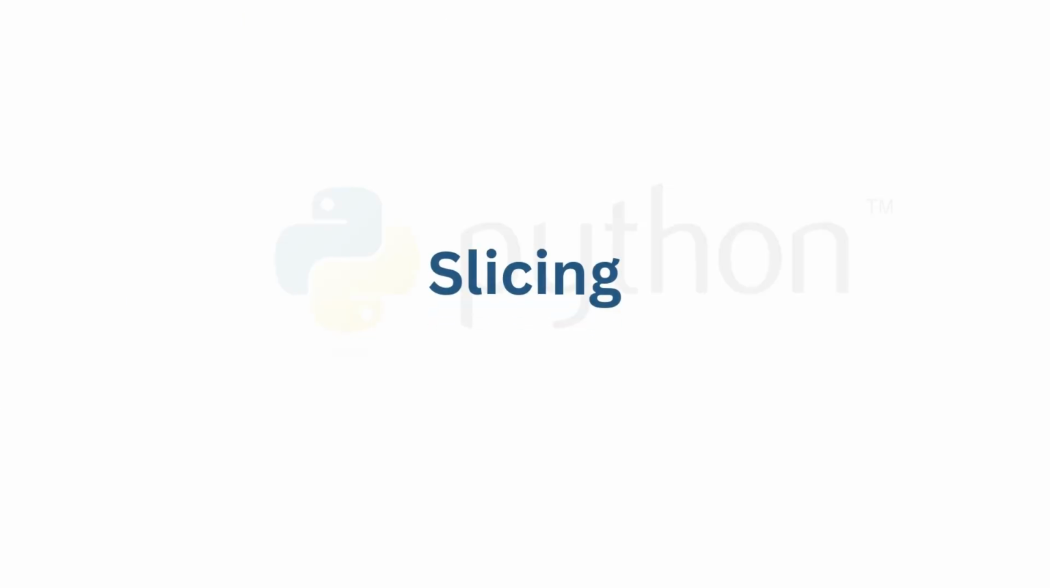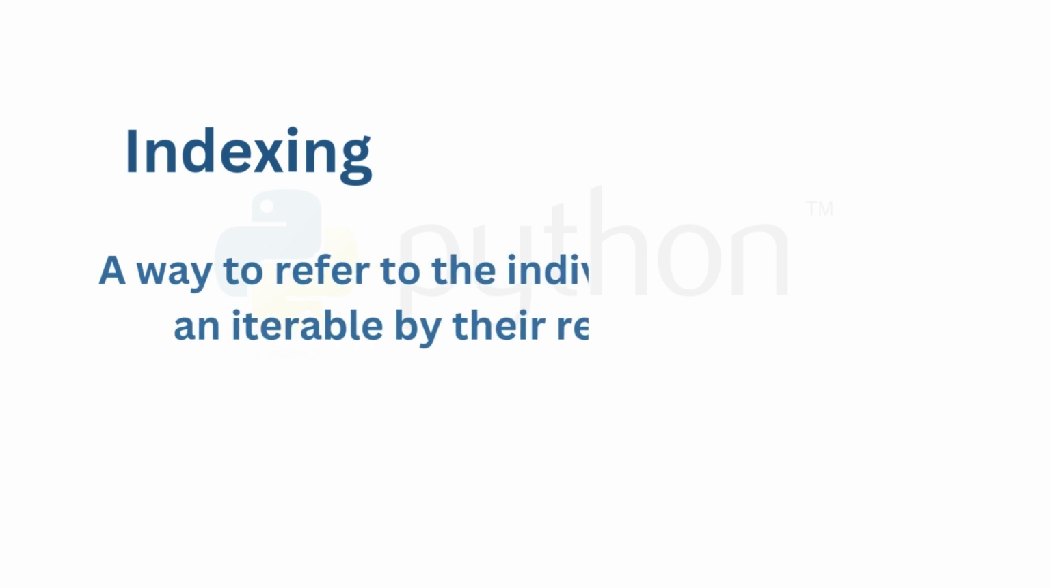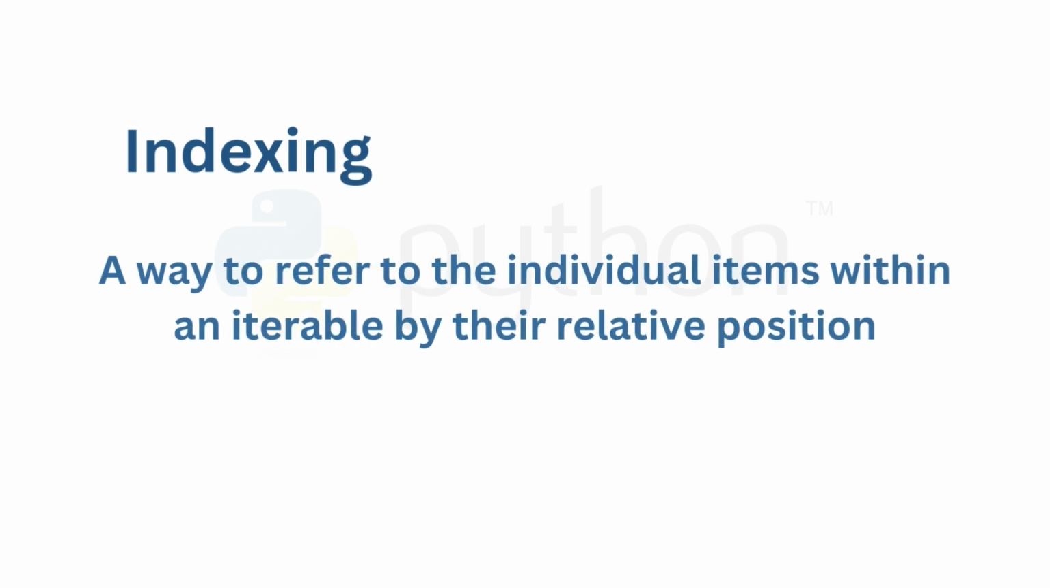First, let's explore a new way to work with strings, slicing. But before you learn about slicing, you'll need some background information about how Python works. As a reminder, an object is iterable if you can sequence through all of its values or items. Indexing is Python's way of letting us refer to individual items within an iterable by their relative position. Indexing is a very important part of Python because it allows us to select, filter, edit, and manipulate data.